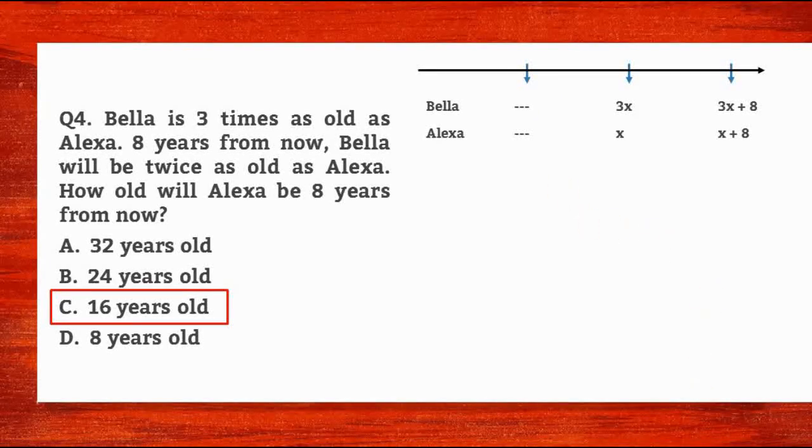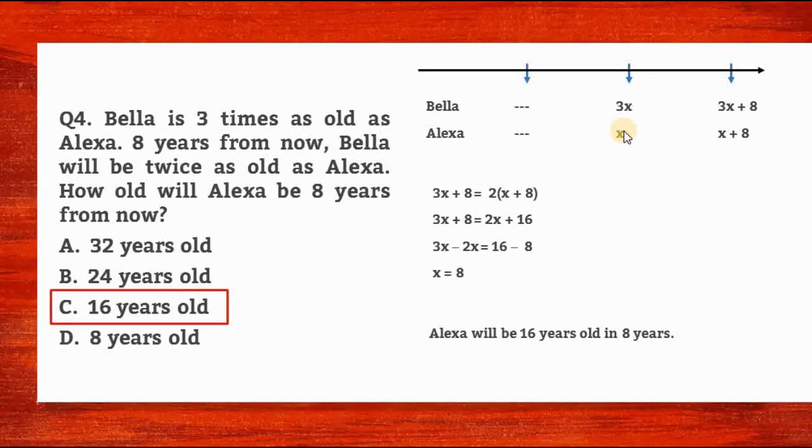To set up the equation, we look at what is given in the problem. So the problem states that 8 years from now, Bella will be twice as old as Alexa. Thus, we have 3x plus 8 is equal to 2 times the quantity x plus 8. In other words, Bella's age 8 years from now will be equal to twice that of Alexa's age in 8 years. So we solve for x. We get x is equal to 8. Note that 8 is just Alexa's present age, but we are being asked for Alexa's age 8 years from now, and Alexa's age 8 years from now is x plus 8. Thus, Alexa will be 16 years old in 8 years.